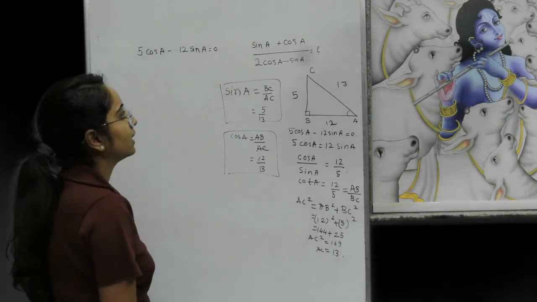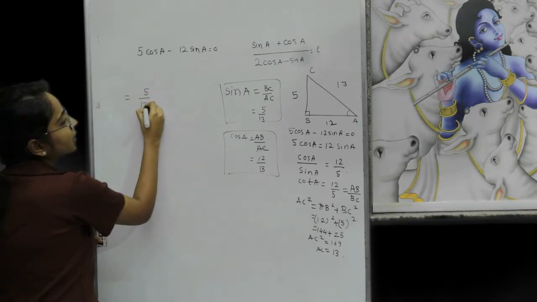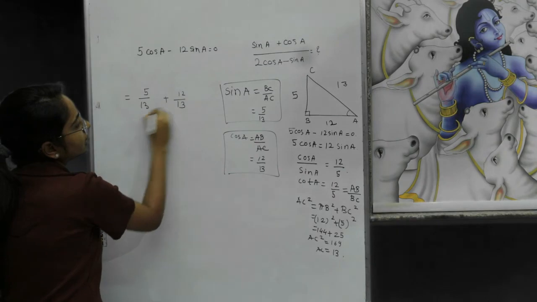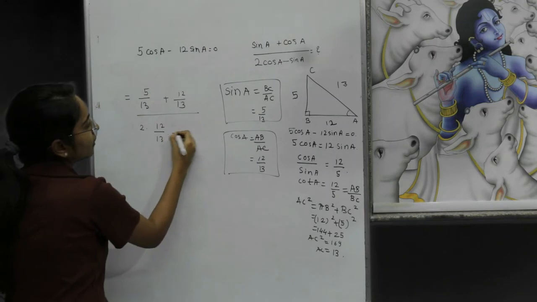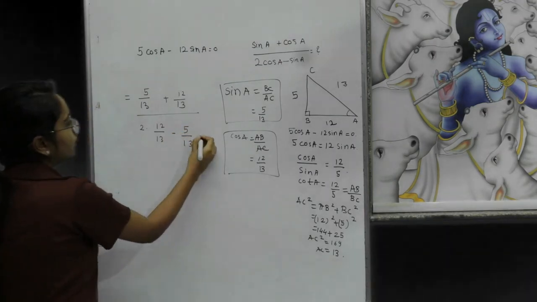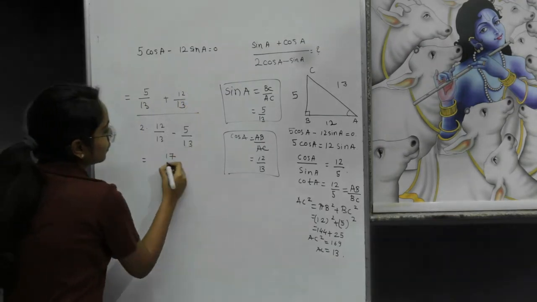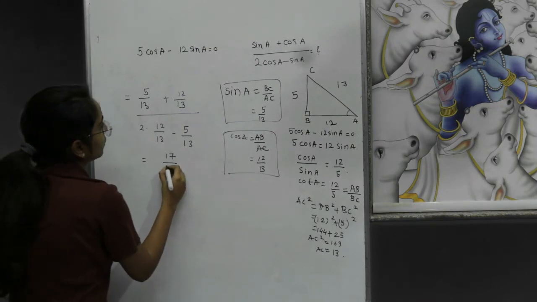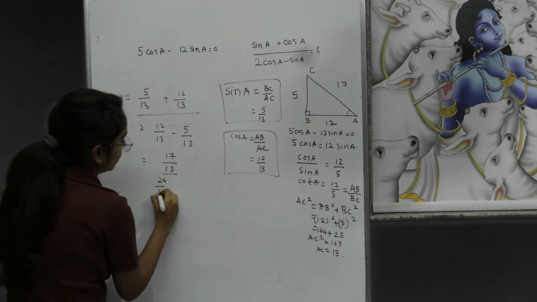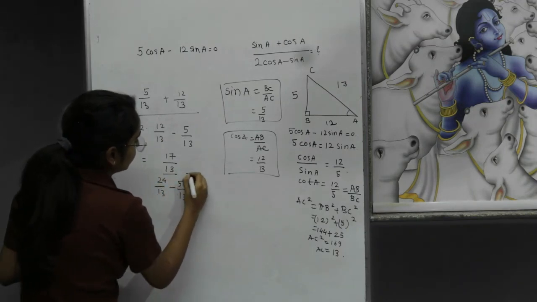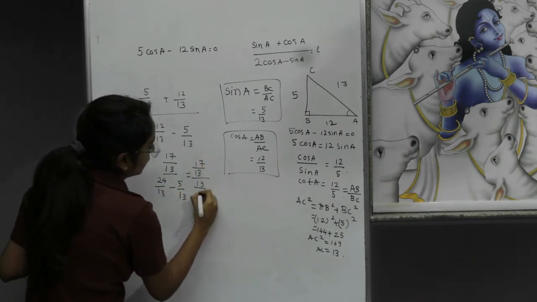Now we will put the values of sin A and cos A in the expression. So we will get 5 upon 13 plus 12 upon 13, and 2 into 12 upon 13, the value of cos A, minus the value of sin A. So we have to solve this. As denominators are equal, we will add the numerators, which comes to be 17 upon 13, and we will further solve the denominator, which is 24 upon 13 minus 5 upon 13, and 24 minus 5 is 19 upon 13.